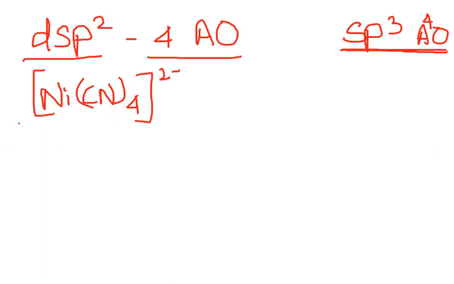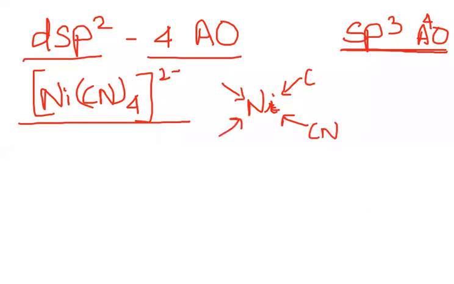Now, if I look at this complex entity that has been obtained, this is a nickel ion. It has got four cyanide ions which are linked to the nickel ion by four coordinate bonds, of the four different groups, that is the cyanide group. And overall it is going to carry a 2 negative charge.